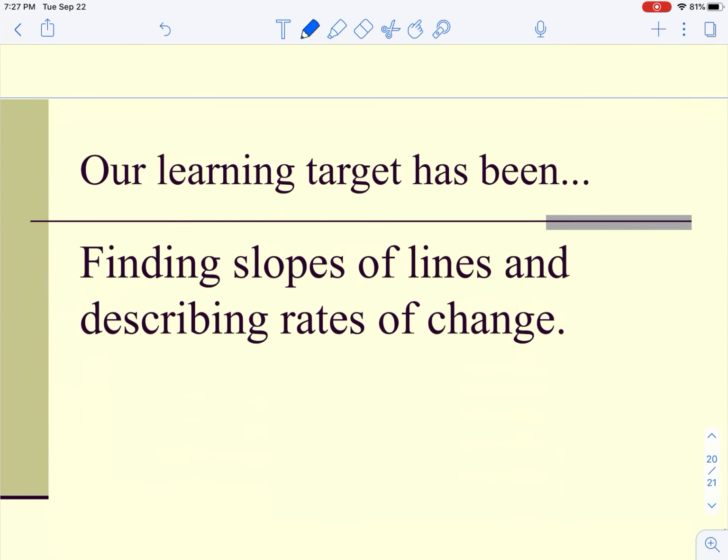So, thanks for listening. Our learning target has been finding slopes of lines and describing different rates of change between points, lines, and then in the case of the last example, forest land in New Hampshire. So thanks for listening, and you have a homework assignment to do that is 2.2 in your Tuesday folder, or 2.2 in your packet that is handed out.